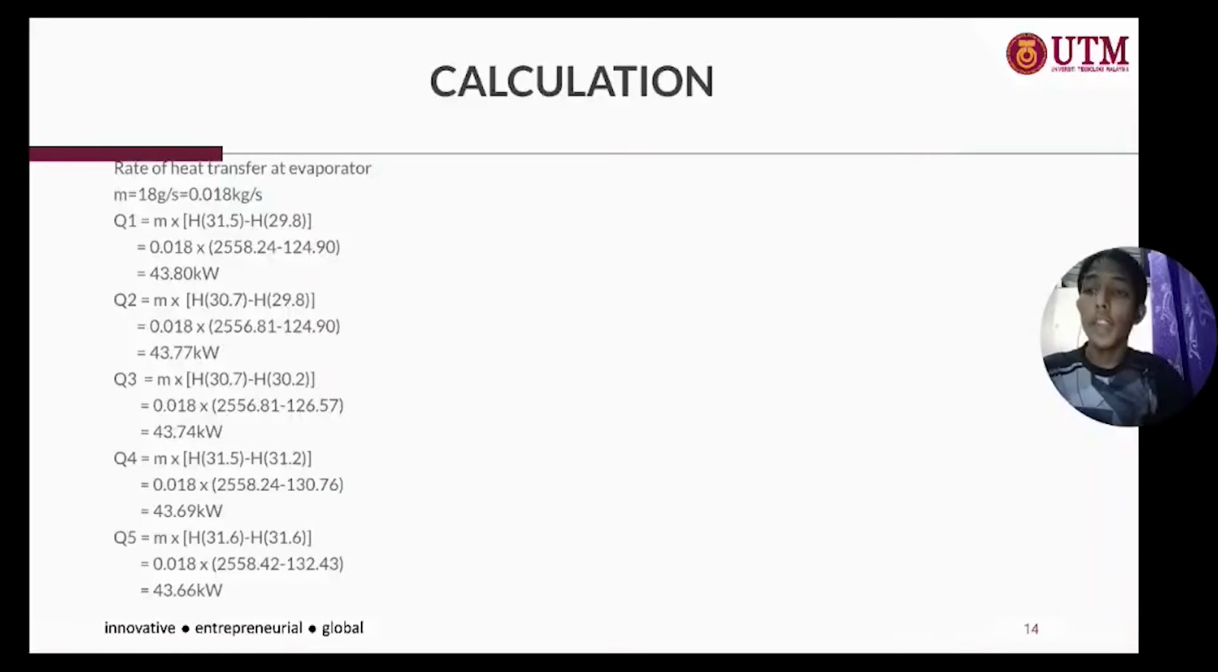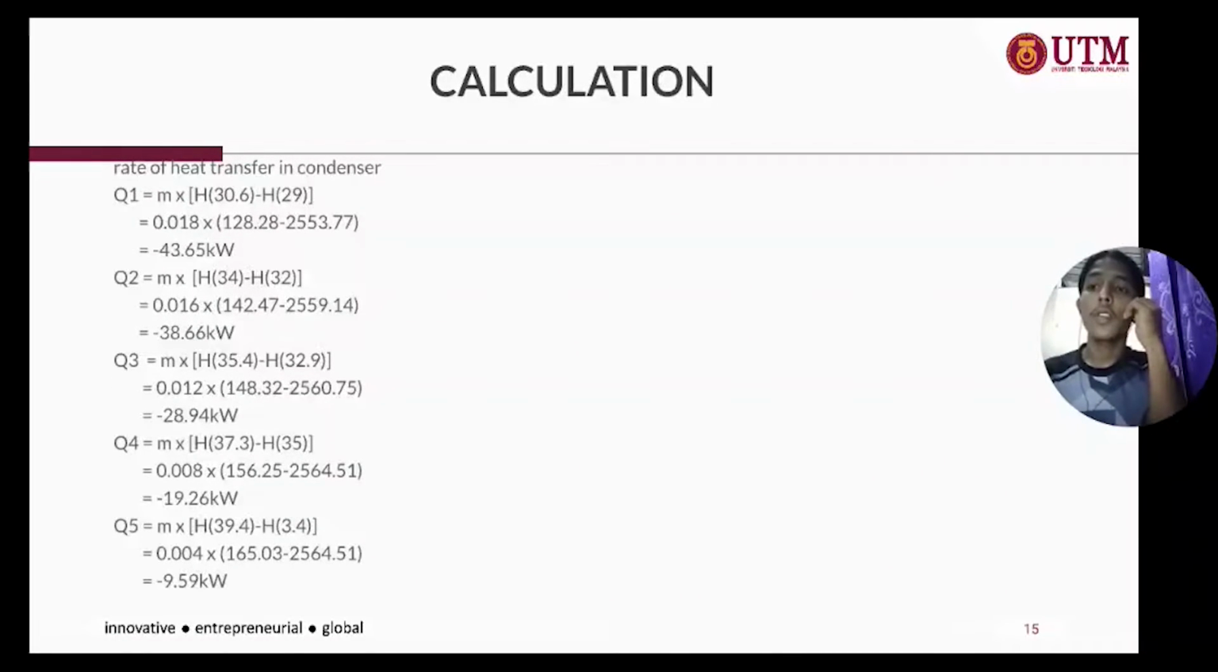For this H value, we need to do interpolation because there is no accurate data from the steam table or something like that. So for Q1, the value is 43.80 kilowatt. For Q2, do the same thing and it equals 43.77 kilowatt. Q3 is 43.74 kilowatt, Q4 equals 43.69 kilowatt, and Q5 equals 43.66 kilowatt.